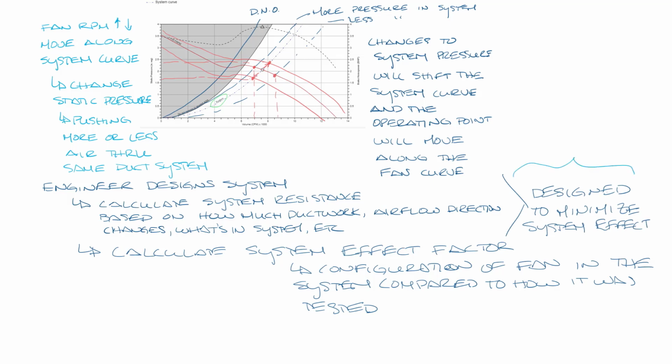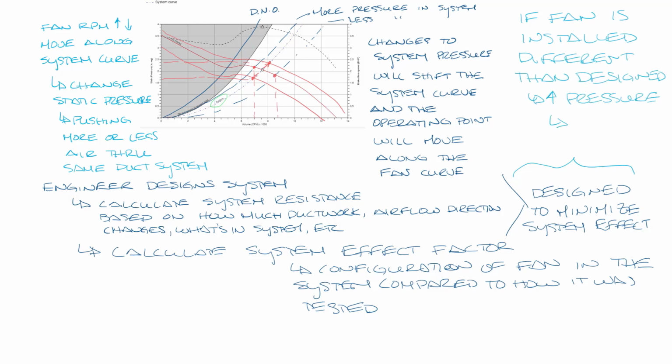Let's move this kind of up into this area. So if the fan was installed differently from what was calculated, and if the system pressure goes up, then the airflow will go down and you won't get the airflow that you expected. Bad inlet and outlet conditions can increase system pressure, but I think I'll do a separate video covering inlet and outlet conditions and how to account for these conditions. So for now, that is what is system effect.